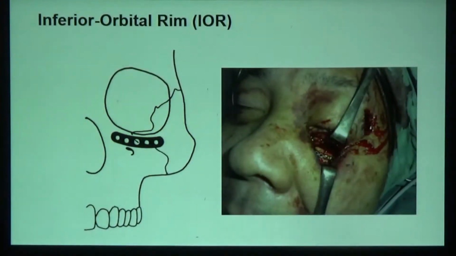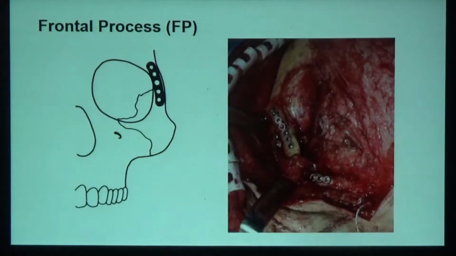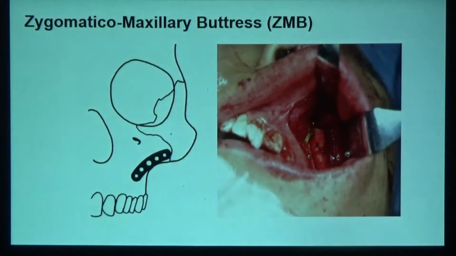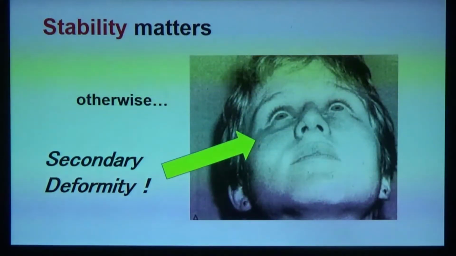To be more specific, these three sites are: first, the inferior orbital rim; second, the frontal process; third, the zygomatic-maxillary buttress. In performing fixation of fractured zygoma, securing the stability of the fixation is the essential issue, because if fixation is unstable, the zygoma will gradually deviate and develop secondary deformity over time.